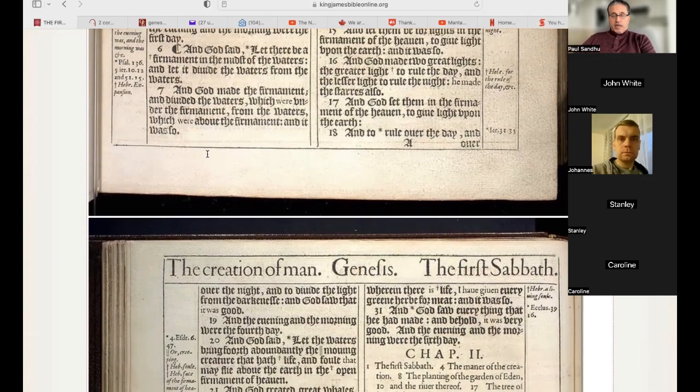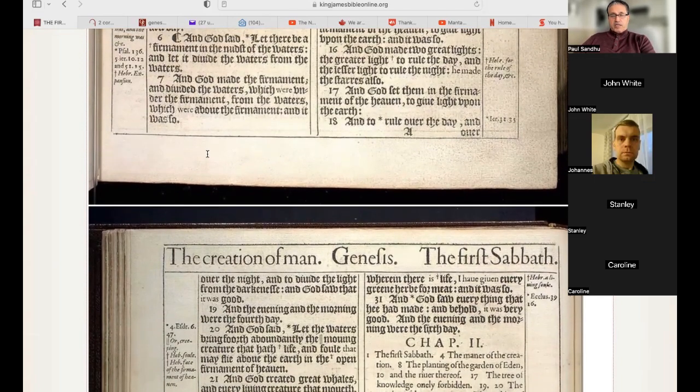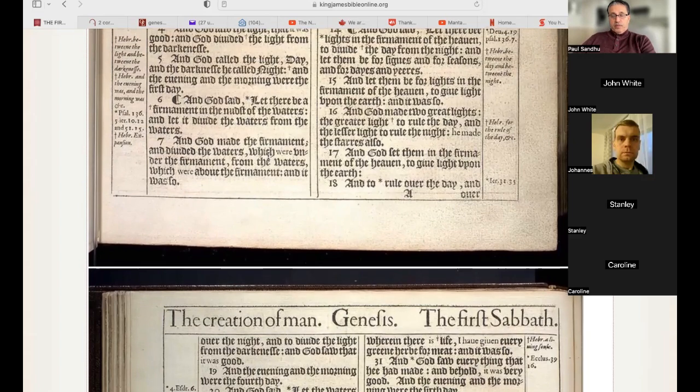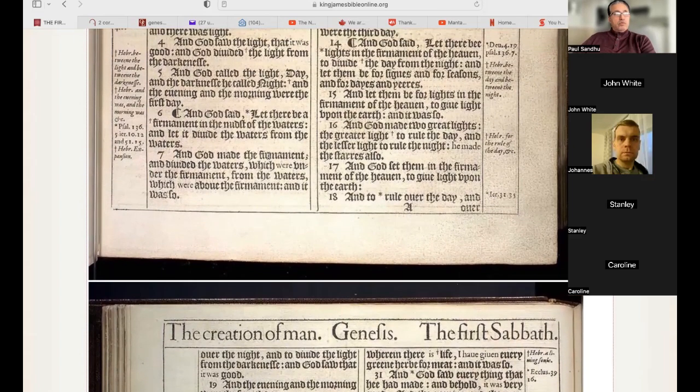And then in verse 6, it tells us, and God said, let there be a firmament in the midst of the waters and let it divide the waters from the waters. And in Hebrew, it tells us that the word firmament is an expansion. So let's read on here. God made the firmament and divided the waters which were under the firmament from the waters which were above the firmament, and it was so.